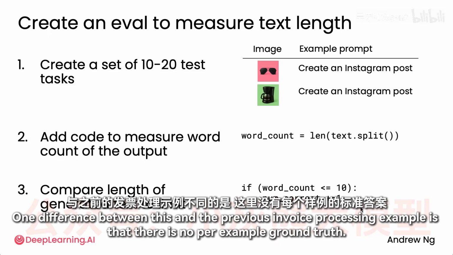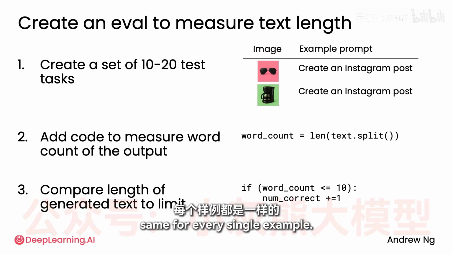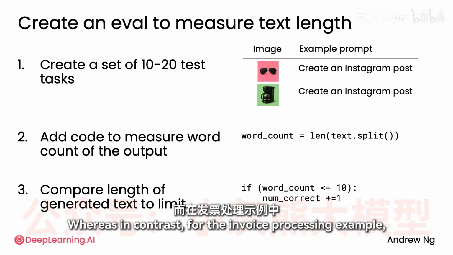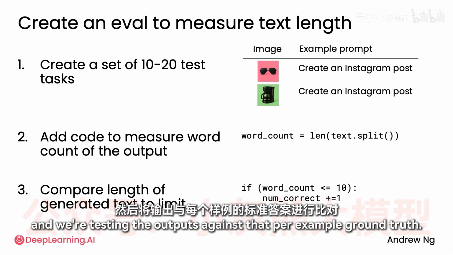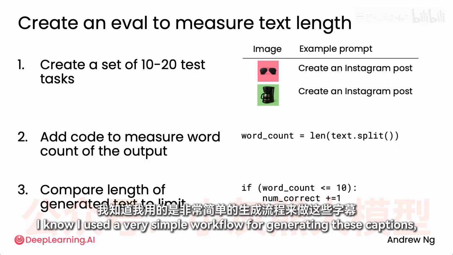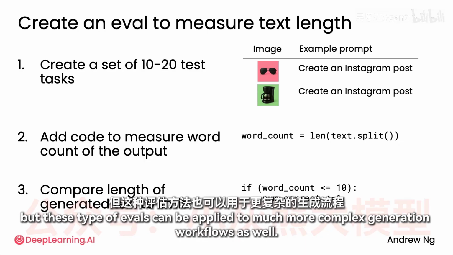One difference between this and the previous invoice processing example is that there is no per example ground truth. The target is just 10, same for every single example. Whereas in contrast, for the invoice processing example, we had to generate a custom target label that is the correct due date of the invoice, and we're testing the outputs against that per example ground truth. I know I use a very simple workflow for generating these captions, but these types of evals can be applied to much more complex generation workflows as well.